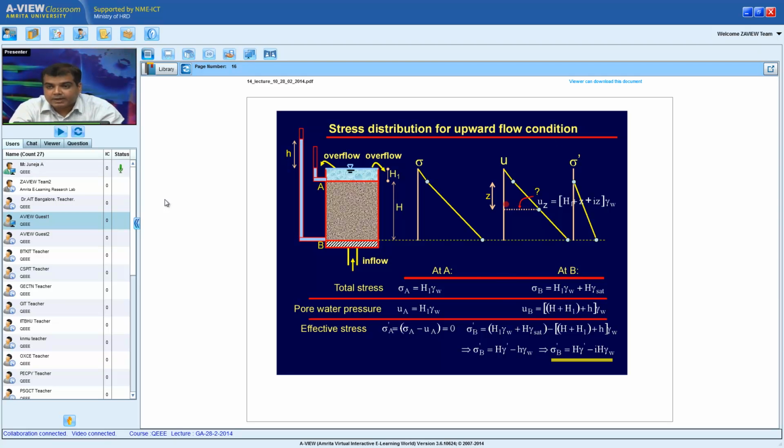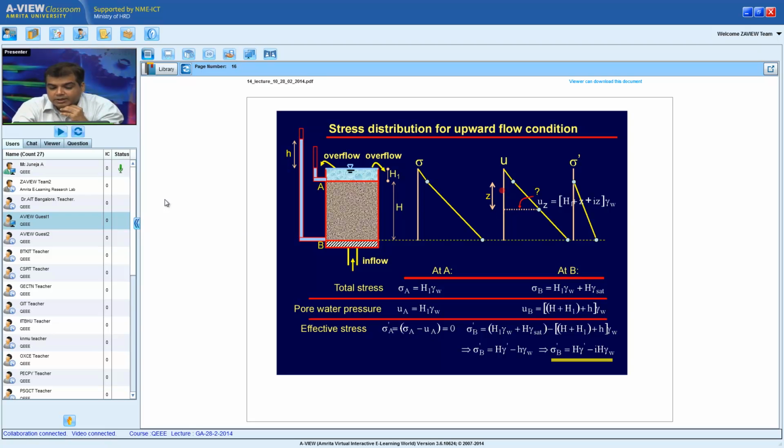Now I would like you to go home and look at this value over here. What will be the effective stress? I'm sorry, in this figure it's the pore water pressure. What is the pore water pressure at any depth Z? Z is measured from the top of the soil surface. Please think about this carefully. What do you think is the pore water pressure? Obviously it equals H1 over here times the unit weight of water.